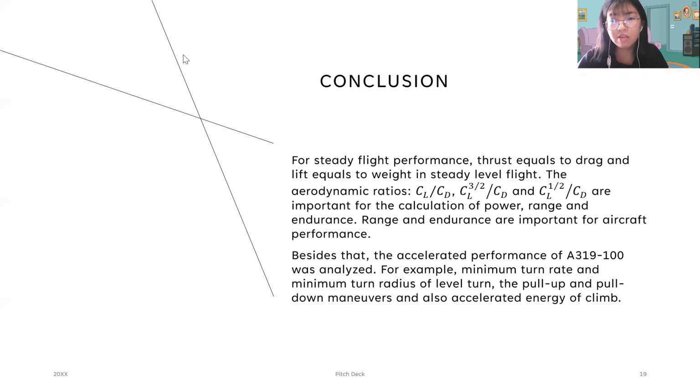Conclusions. For steady flight performance, thrust equals drag and lift equals weight. The aerodynamic ratios are important for the calculation of power, range, and endurance. Range and endurance are important for aircraft performance. Besides that, the accelerated performance of A319 was analyzed, for example, minimum turn radius of level turn, the pull out and pull down maneuvers, and also accelerated energy of climb.